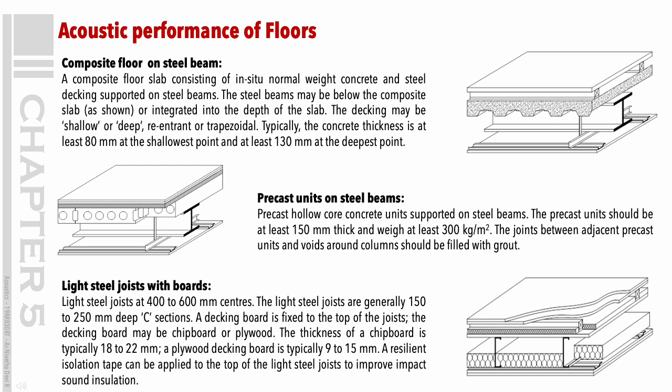Light steel joists with boards. Light steel joists at 400 to 600 mm centers. The light steel joists are generally 150 to 250 mm deep C-sections. A decking board is fixed to the top of the joists. The decking board may be chipboard or plywood.